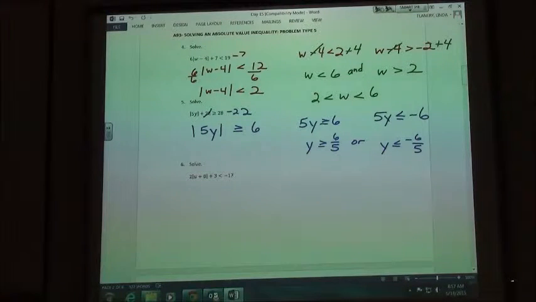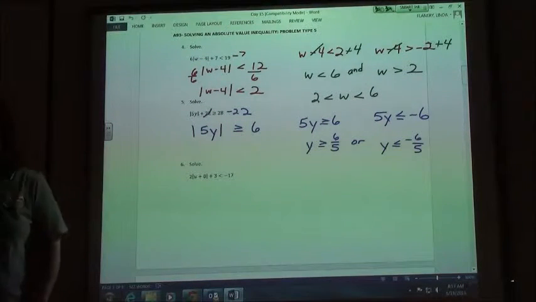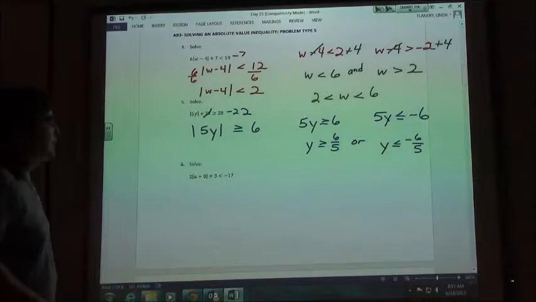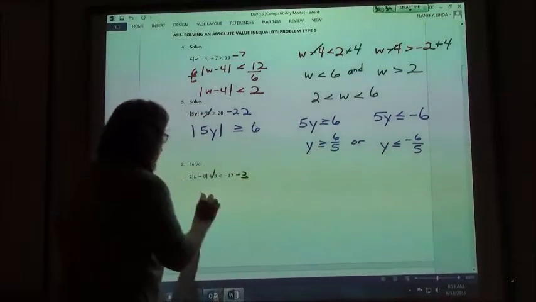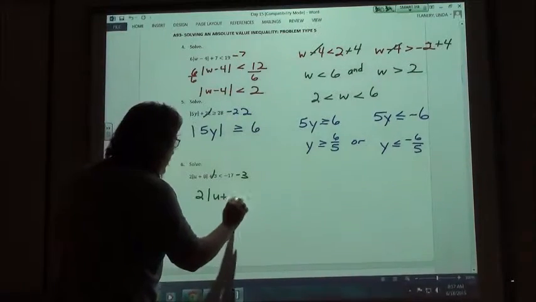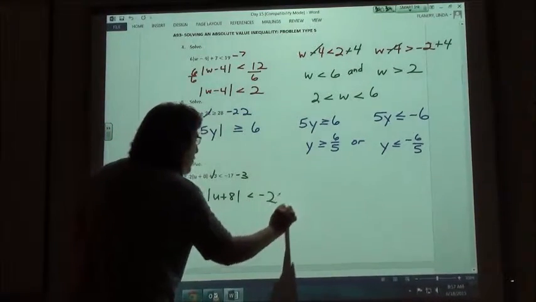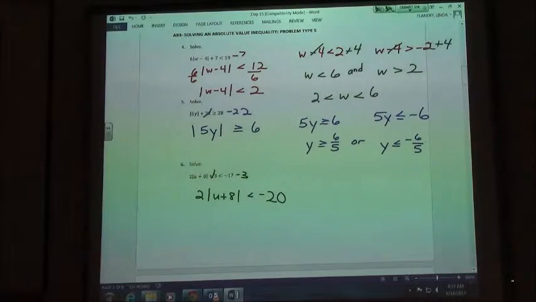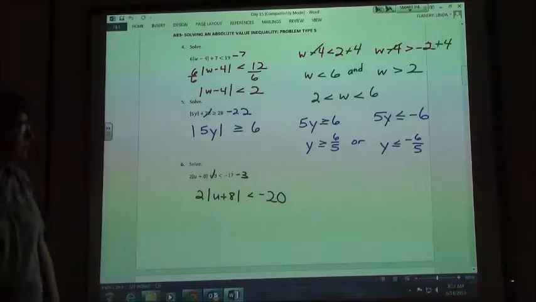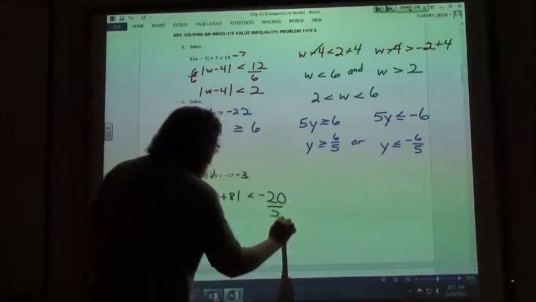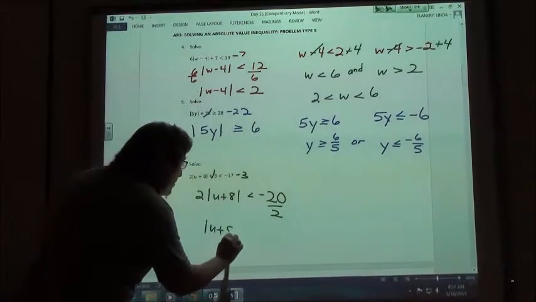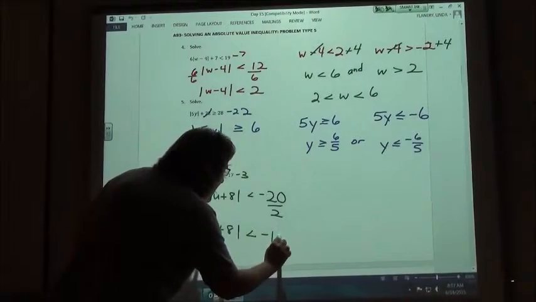Number 6, if we're going to solve that one, first thing we're going to do, subtract our 3. So 2 times the absolute value of u plus 8 is less than negative 20. We're then going to divide by 2. Absolute value of u plus 8 is less than negative 10.